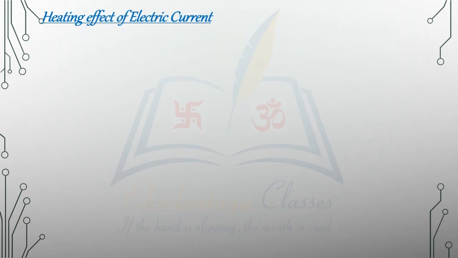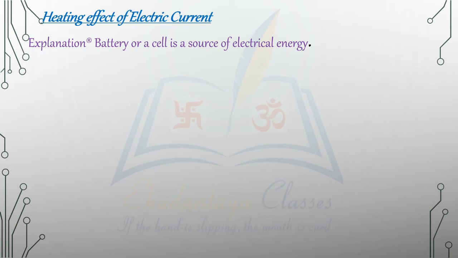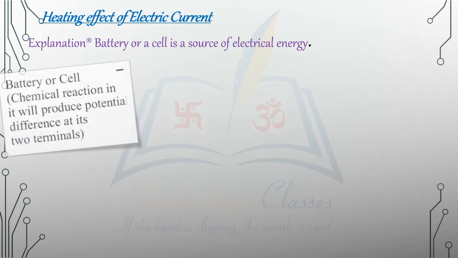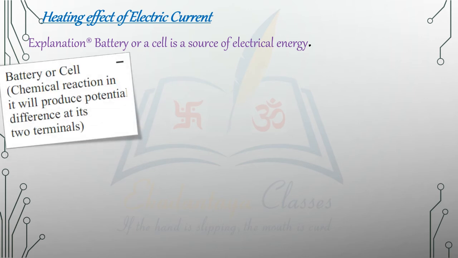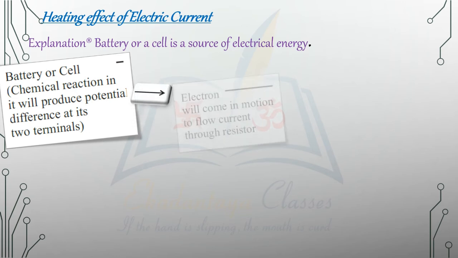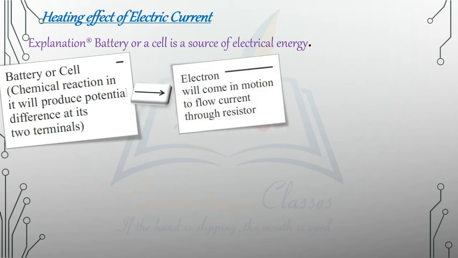Heating effect of electric current. Some explanation: a battery or cell is a source of electric energy. Let's take an example of a battery or a cell, which, through a chemical reaction, will produce a potential difference at two terminals.